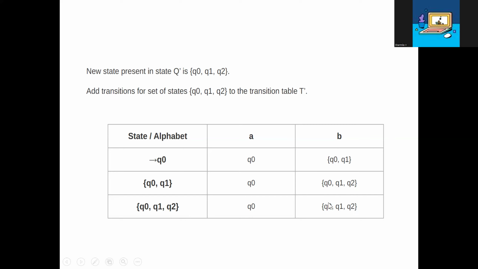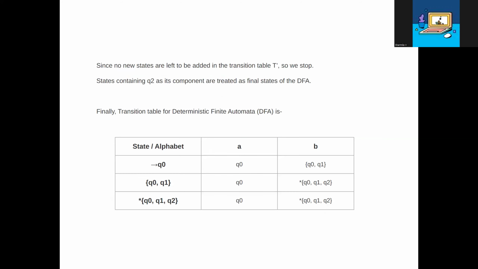Here, no new transition state occurs. Since no new states are left to be added to the transition table, we can stop the process. A state containing Q2 is a final state. Wherever Q2 is contained, it is called a final state. In this table, the final state is Q0, Q1, Q2, because Q2 is present in it, so we represent it with an asterisk symbol.